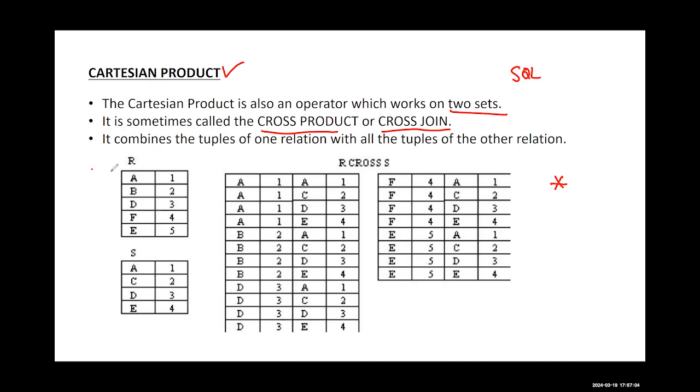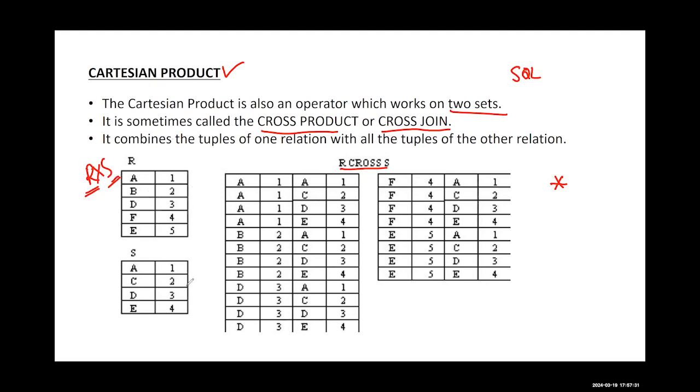So remember, I will take R and I will take S. Cartesian product is represented with X, the multiplication symbol. So when I say R cross S, it is nothing but I will take the first tuple of R and multiply with all the tuples of S. Okay, multiply or join. Similarly, I will take the next tuple and I will multiply with all. Okay, so let us see one example.